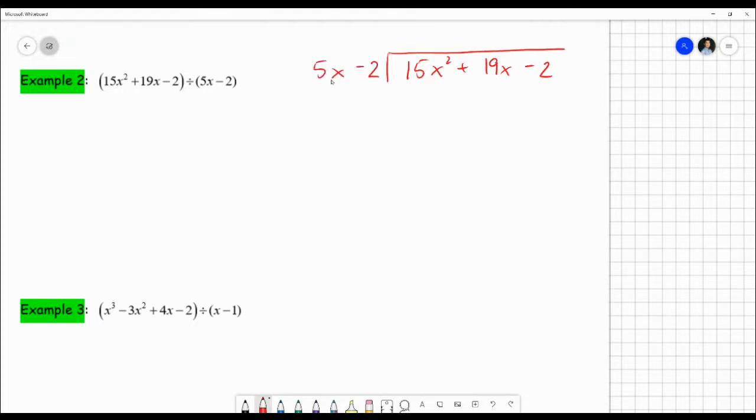Okay, so we start with the first term of our divisor. 5x times what gives you 15x squared? So 5 times 3 is 15. x times x is x squared. So I need a 3x. So I line it up here in the x column. Then I'm going to take the 3x, multiply with my divisor. Make sure you distribute.